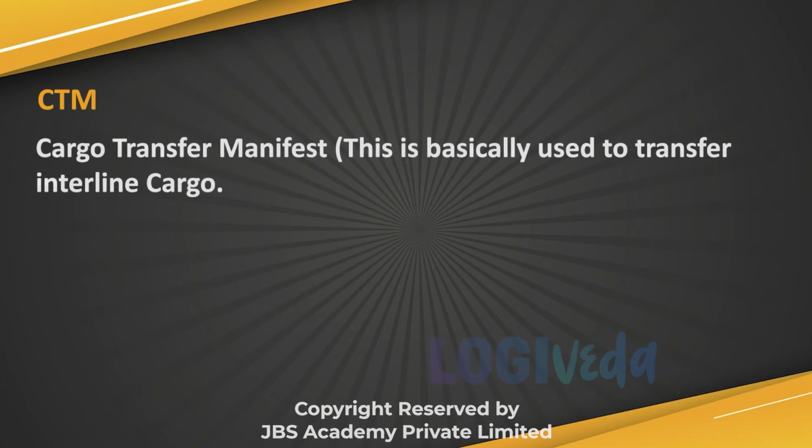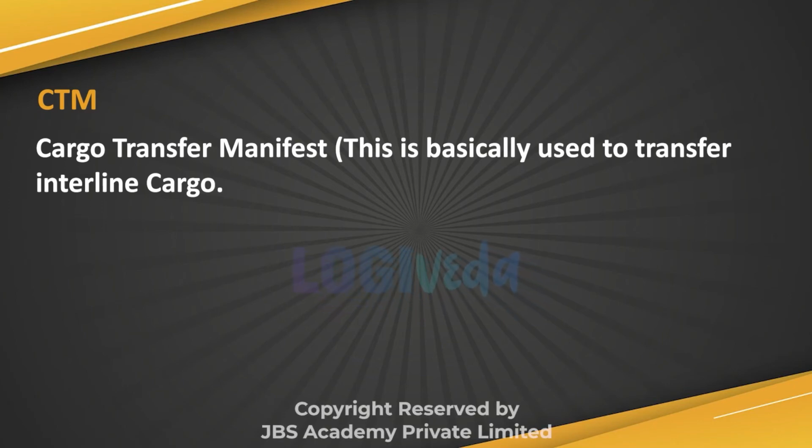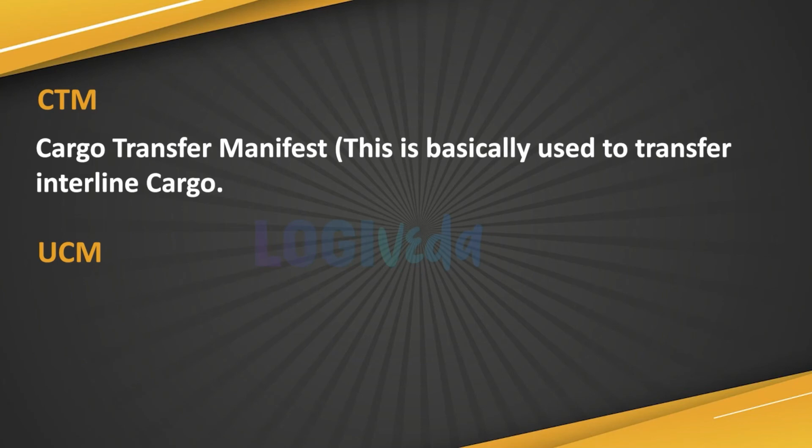CTM. This is the cargo transfer manifest. This is basically used to transfer interline cargo where two airlines have an agreement to carry cargo from point A to point B where one carrier does not have services and thereby hires the services of another airline, where this CTM, that is cargo transfer manifest, is used. UCM, ULD control message. This is the message used when the ULDs are used in various types of configuration of the aircraft. The load control has to send a message on the type of ULD used in a particular aircraft.